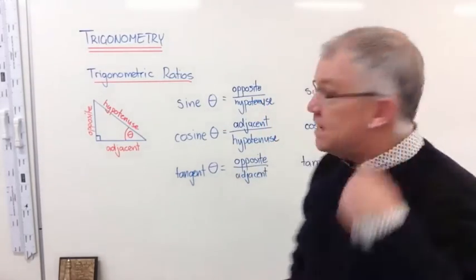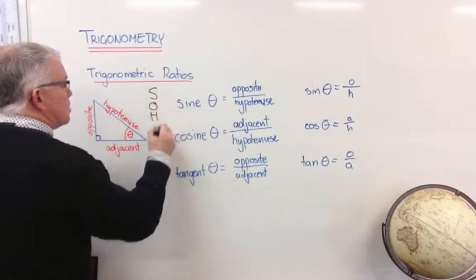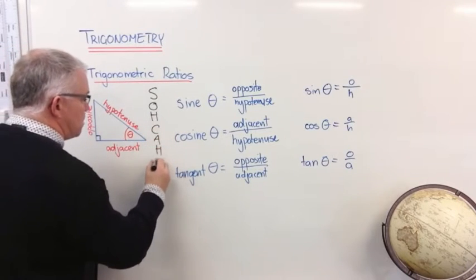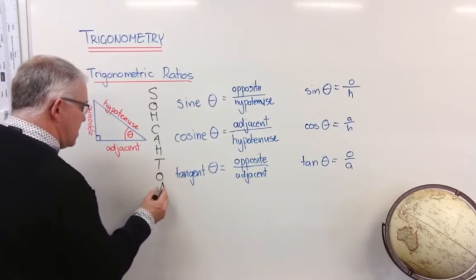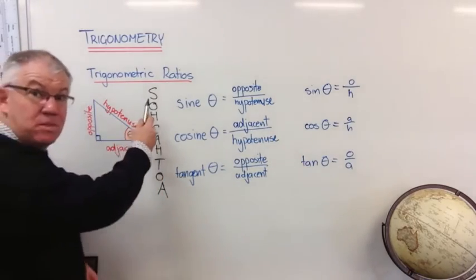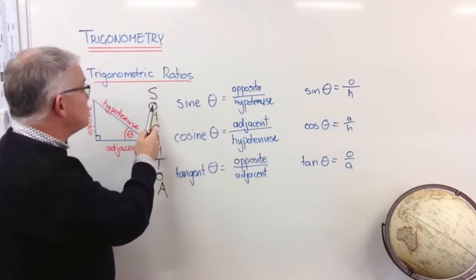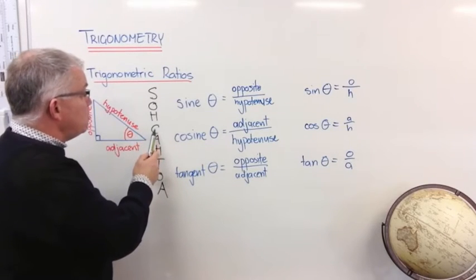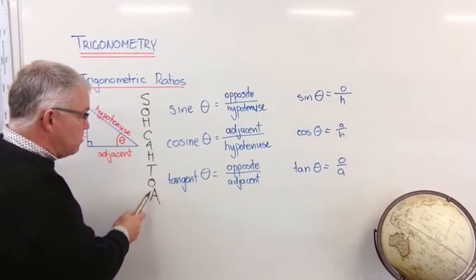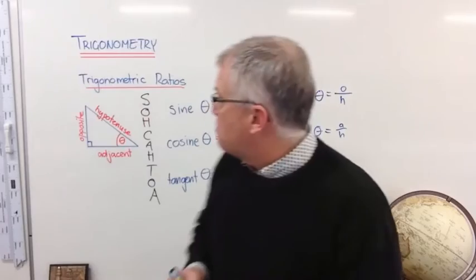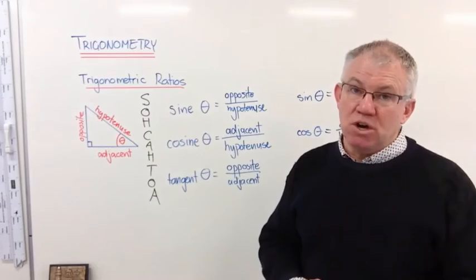mnemonic that we use is SOHCAHTOA. Hopefully you can see from SOHCAHTOA that the sine ratio is the opposite over the hypotenuse. The cosine ratio is the adjacent over the hypotenuse. The tangent ratio is the opposite over the adjacent. So we remember those ratios by recalling this mnemonic SOHCAHTOA.